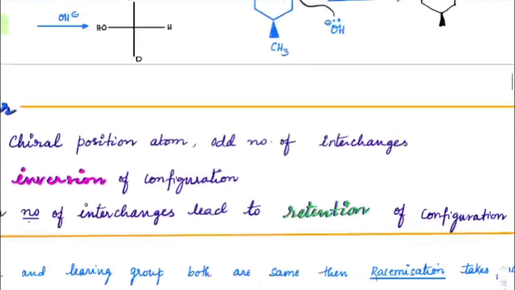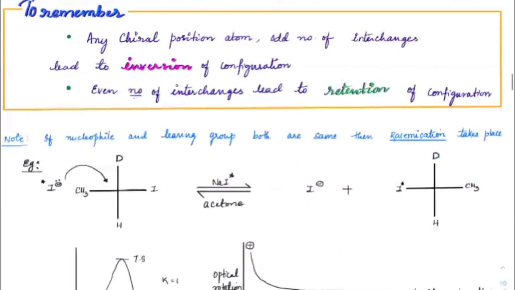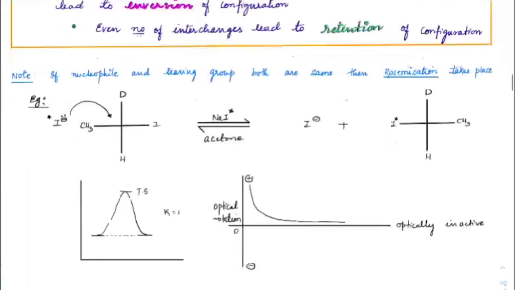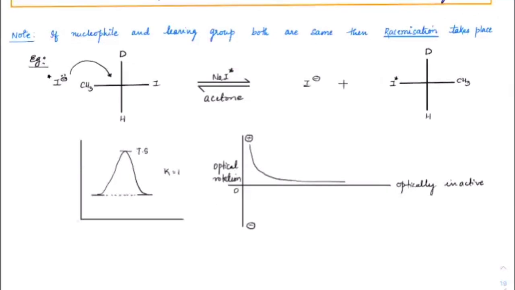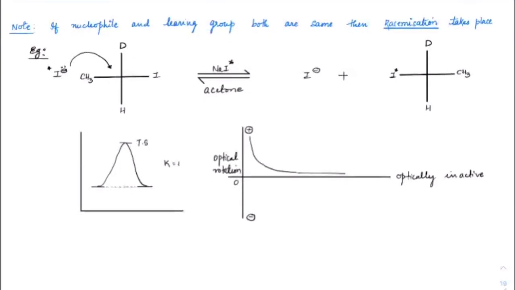So in short, you have come across this in stereochemistry already: at any chiral position, if you make an odd number of exchanges, that will lead to inversion of configuration. But if you make an even number of exchanges, you will get retention of the configuration. Based on this, there are a lot of examples in SN2. The assignment which I gave you will also have a lot of examples on this. Just go through that. Now, check this case, which is a very common case that has been asked in exams. If the nucleophile and leaving group are both the same, then racemization will take place.